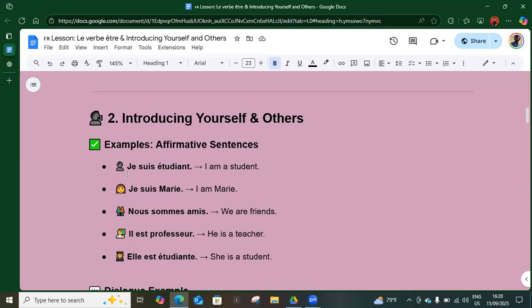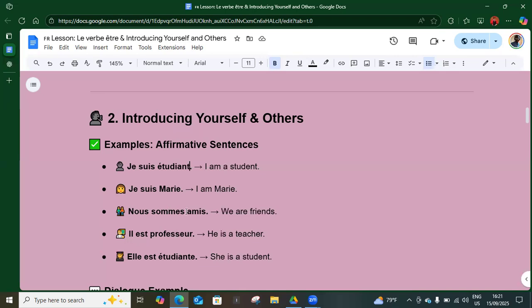So you can say, je suis étudiant. I am a student. If you are a female, just add an E to étudiant and you have étudiante. So you can say, je suis étudiante. For a female, je suis étudiante. But for a male, the T is silent. Je suis étudiant. Number 2, je suis marié.